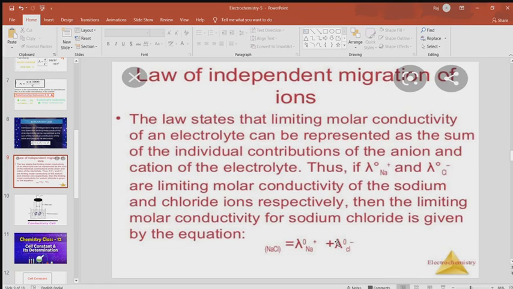Cations and anions migrate independent of the coion and contribute to the total molar conductivity of electrolytes, irrespective of the nature of the other ion with which it is associated. Therefore the law states that both cations and anions contribute to the molar conductivity of the electrolyte at zero concentration. So this is called Kohlrausch's law.